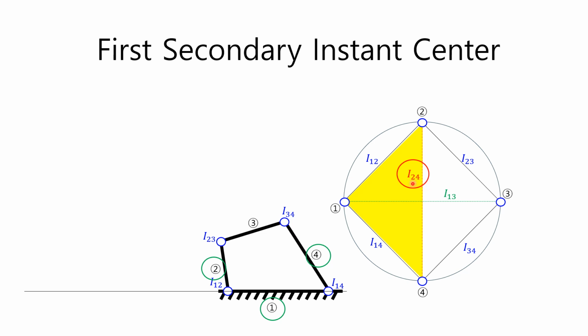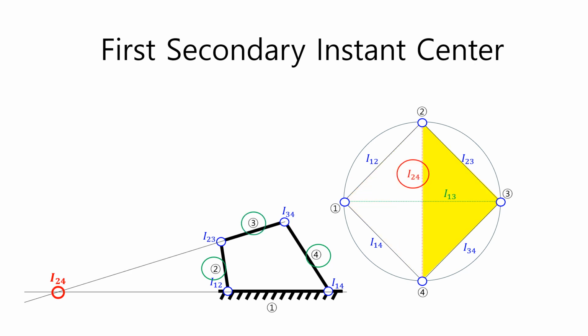What the yellow triangle means is that the secondary instant center I24 must be in a straight line with the primary instant centers I12 and I14. Therefore, we draw a long line through I12 and I14 on the left mechanism. We know that the secondary instant center I24 is on this straight line, but we don't know exactly where it is. Continuing to refer to the remaining neighboring triangles.